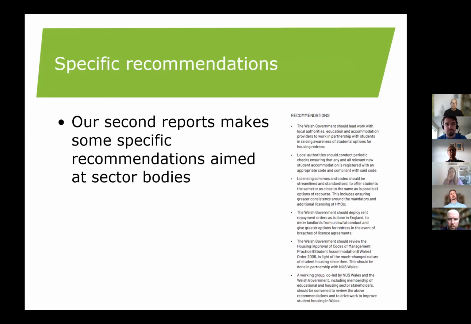So the first report that we did with Shelter made those three basic high-level recommendations. But the second part of this actually makes more practical, short-term recommendations that we think would, you know, immediately benefit students. The recommendations consider what sector bodies can do to make the redress and recourse system better for students, and ensure that more students are actually aware of their rights in the first place.